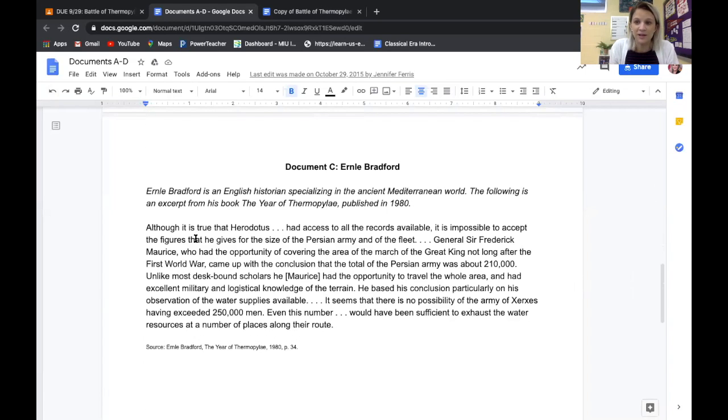Document C is from a modern historian named Ernle Bradford, and this account was published in 1980. So just because a source is a secondary source doesn't mean that it is not a good source. Another secondary source is your textbook. So just because something was written after the fact doesn't mean that it is invalid. So just keep that in mind when you are determining whether or not you trust the source. Think about who the author is and what their background is. Do you think that they have done their research? Do you think that they know what they're talking about?